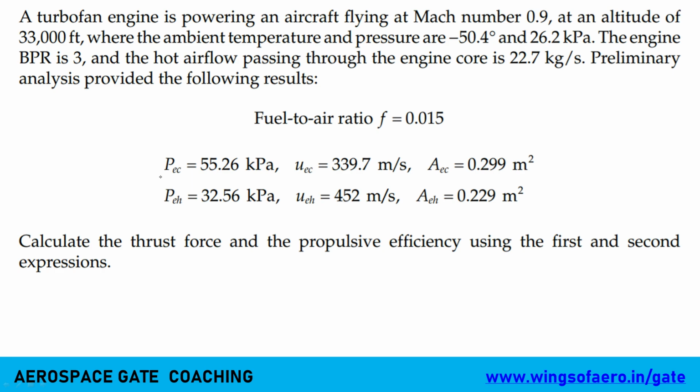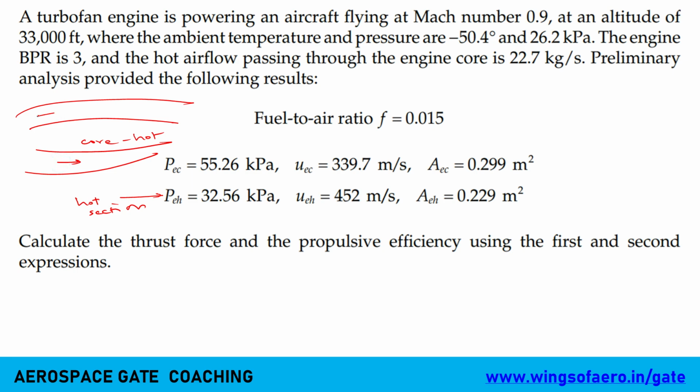They have given PEC, PEH, UEC, UEH. Now what can you identify from this? What does that mean? Already I have discussed that in some books they explain the inside one, the core, as the hot section. So these are the parameters for the hot section. And the bypass part is the secondary, or they can call it the cold section. So this is the part they have given for the cold section.